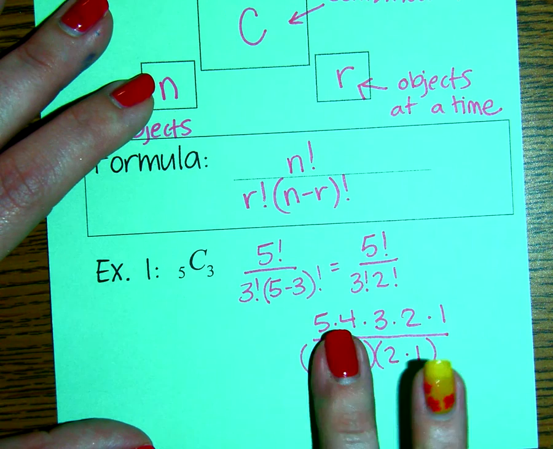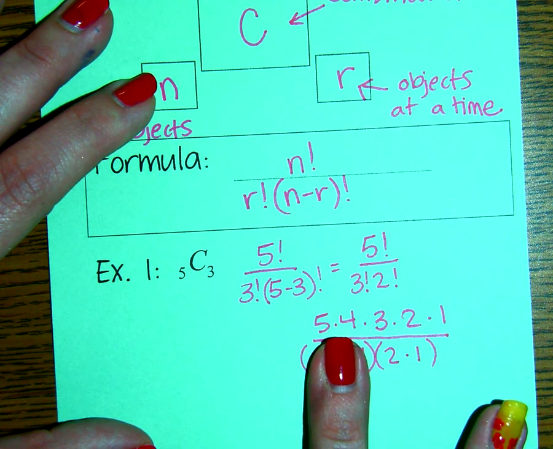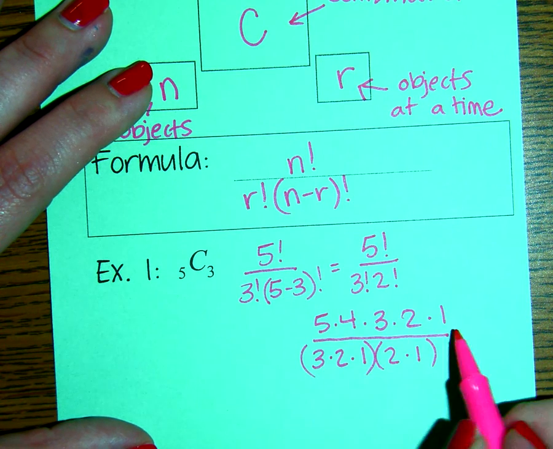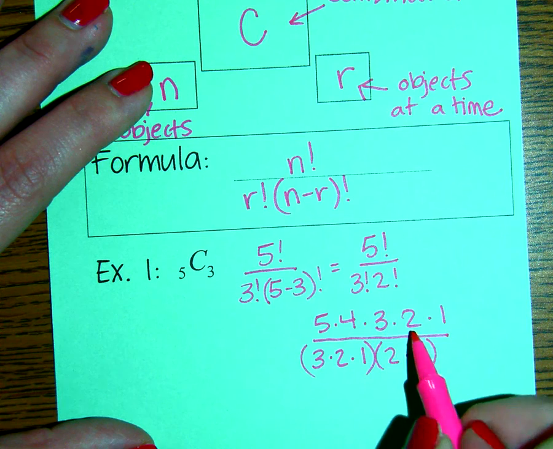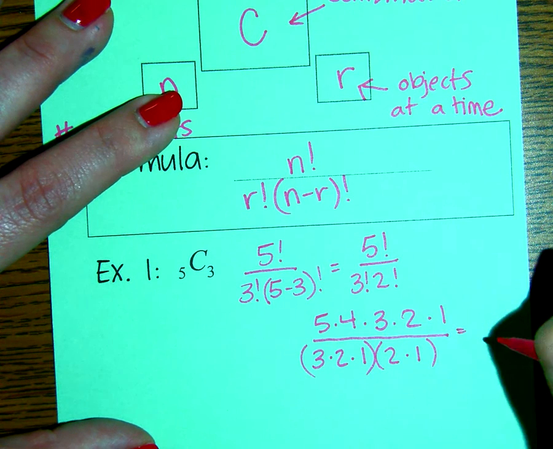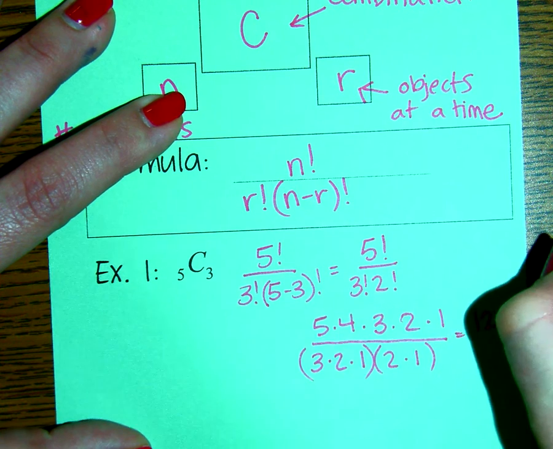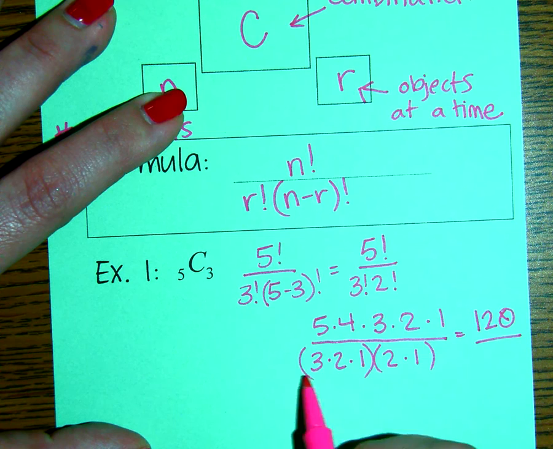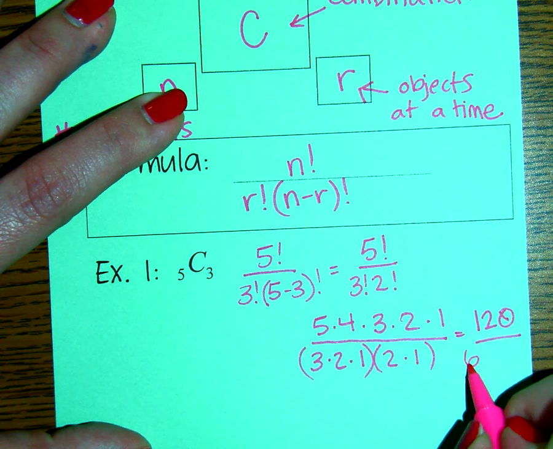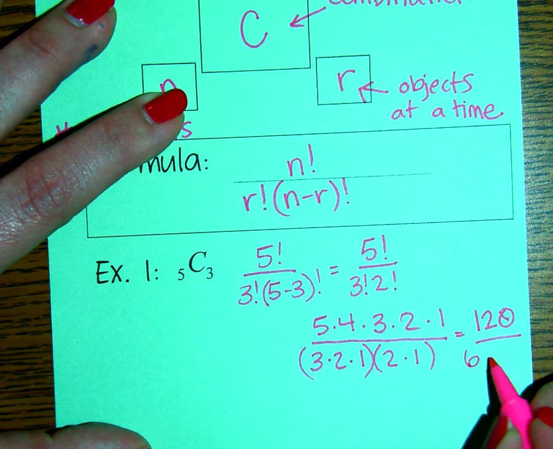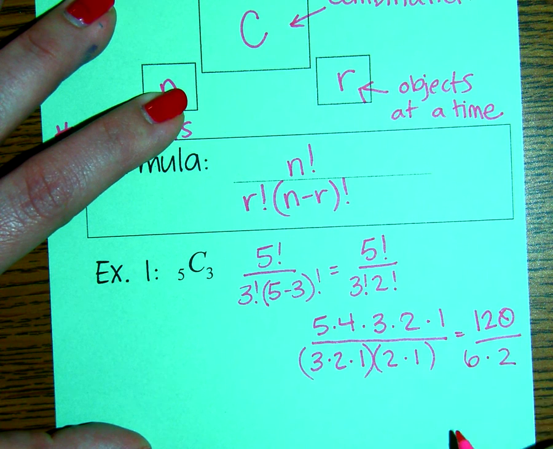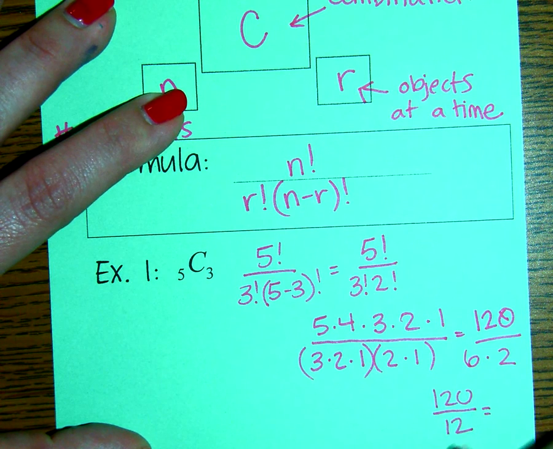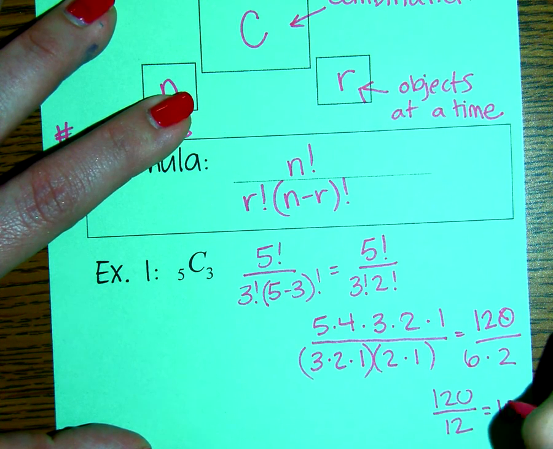Okay, so before this was your permutation. That was our combination. So now I'm going to multiply the top. 5 times 4 times 3 times 2 times 1. If I multiply that, that gets me 120. Then I'm going to multiply my first set here together. 3 times 2 times 1, that gives me 6. Multiply my second set, that gives me 2. Simplify that, I get 120 over 6 times 2, which is 12. And then 120 divided by 12 is 10.